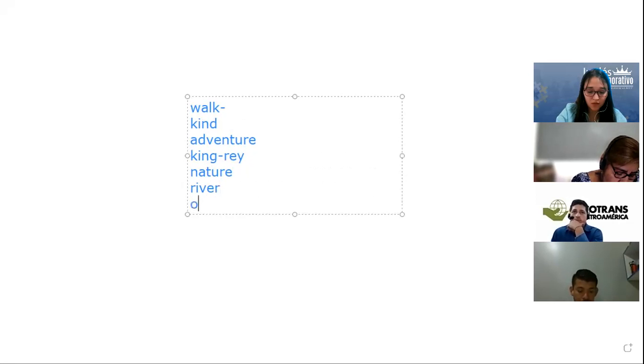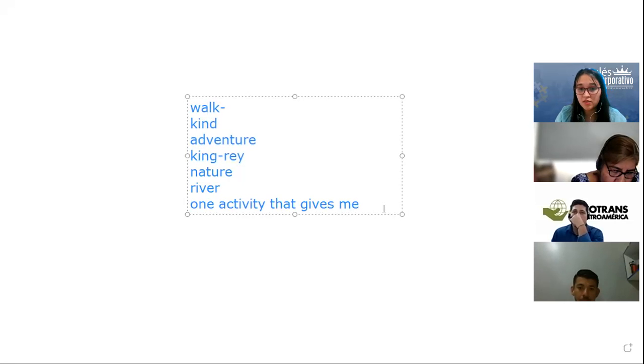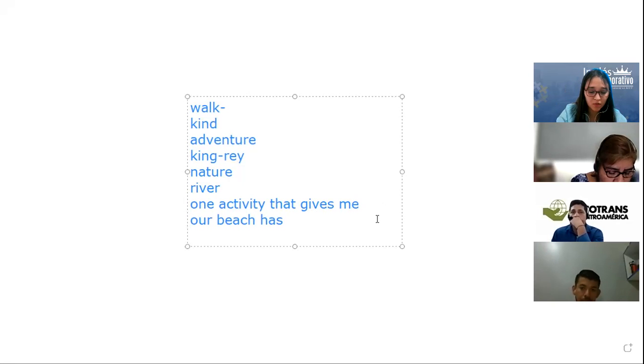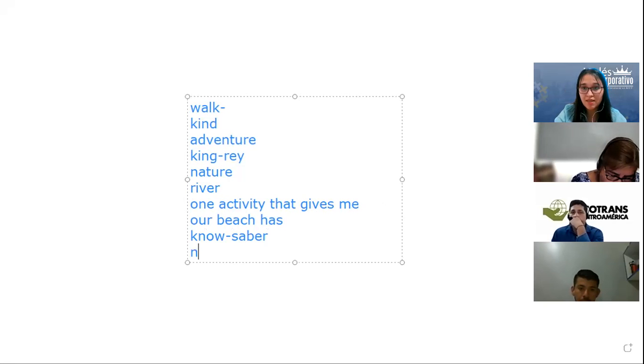Tenemos también una oración que escuché que alguien dijo: one activity that give me. En este caso, como estamos hablando de una actividad, vamos a agregarle ese al verbo, one activity that gives me. For example, happiness is that one. También our beach has. Tengamos cuidado también con el verbo know. Know, ese es el verbo saber, right? Verbo saber, conocer. Y tengamos la diferencia entre now. Now, la diferencia en pronunciation and writing. Tenemos know, now, que esto significa ahora, right? O en este momento.